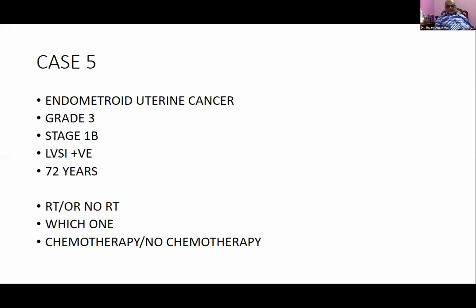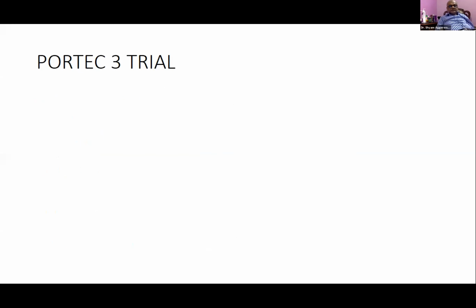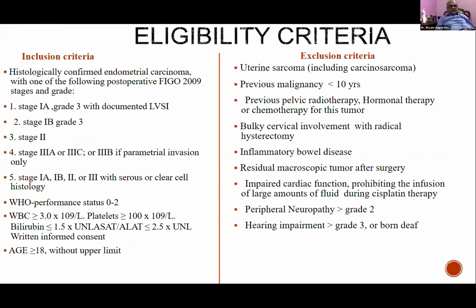So can I show the next slide? So these are the inclusion criteria where they had stage 1B and grade 3. So that was the kind of tumor along with LVSI in this patient whom I had shown. So they included such patients and these were all histologically confirmed endometrial carcinoma. Yes, they were included, but the subgroup analysis did not show benefit in the endometrioid variety. We'll see the forest plot.